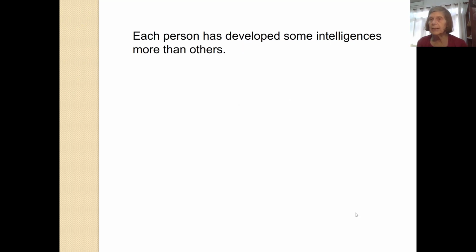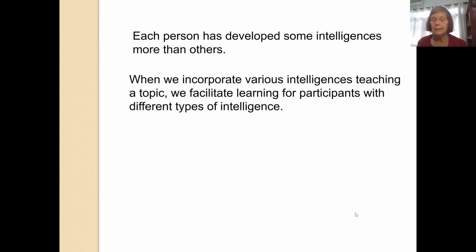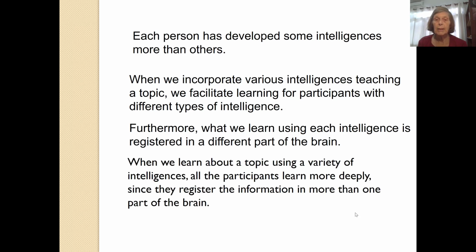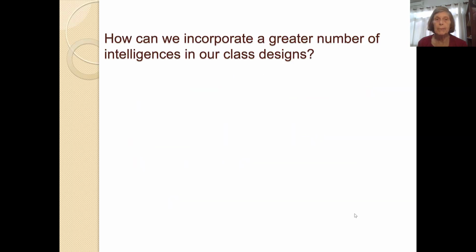Each person has developed some intelligences more than others. So when we incorporate various intelligences when we are teaching a topic, we facilitate learning for participants with different types of intelligence. Furthermore, what we learn using each intelligence is registered in different parts of the brain. When we learn about a topic using a variety of intelligences, all the participants learn more deeply, since they register the information in more than one part of the brain.